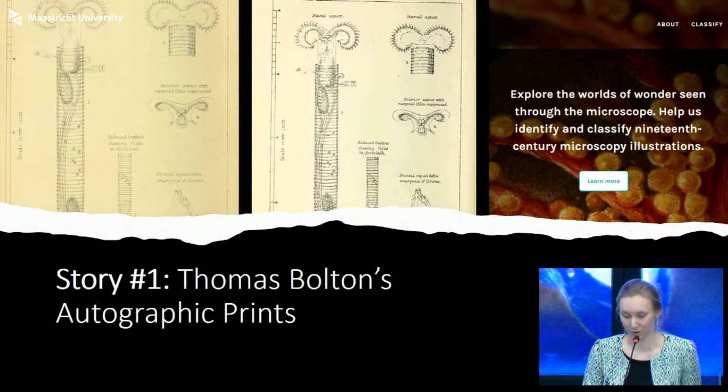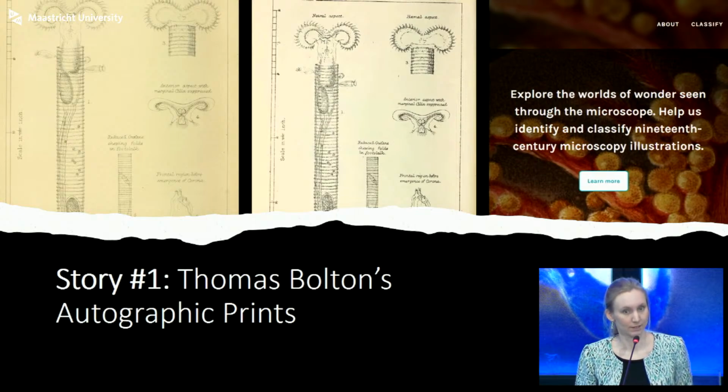In my dissertation, I followed the illustrations circulated by Bolton and others with the help of a digital citizen science project, Worlds of Wonder, that I organized as part of my PhD. And I noticed that in this process of learning to make observations through the microscope in the late 19th century, copying illustrations by hand was a very important technique. By copying illustrations by hand, microscopists honed their observational skills. They learned what to look for in a specimen.